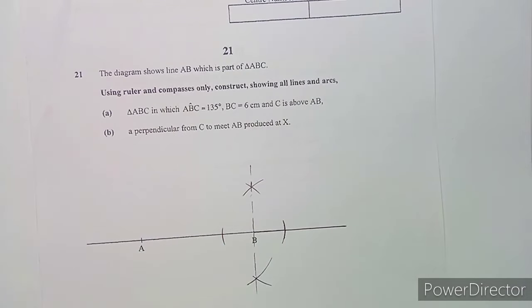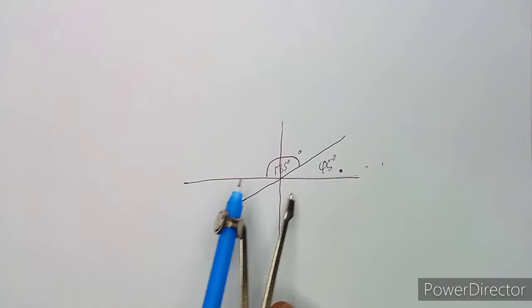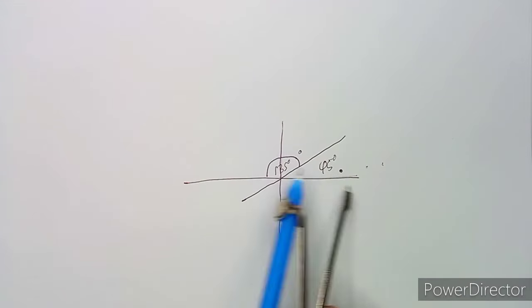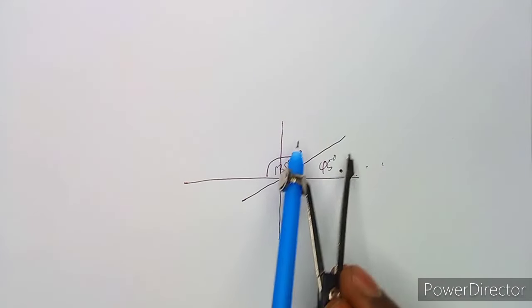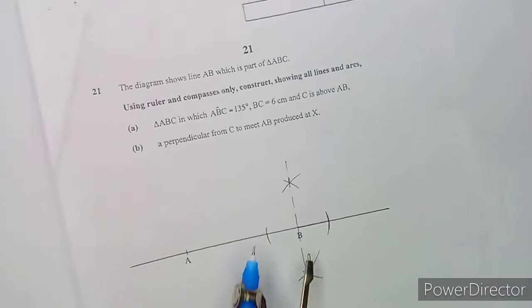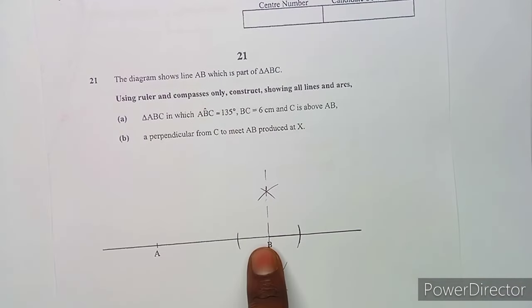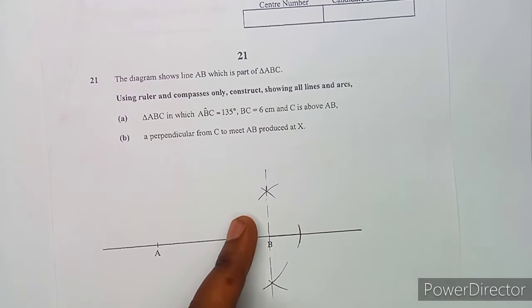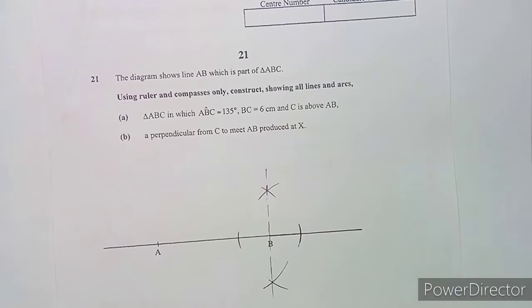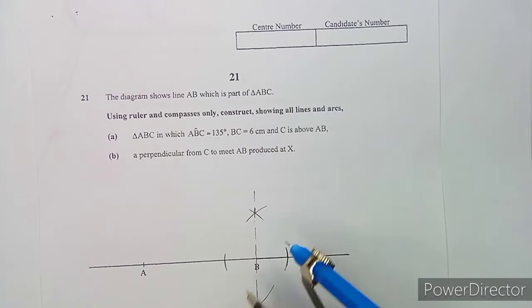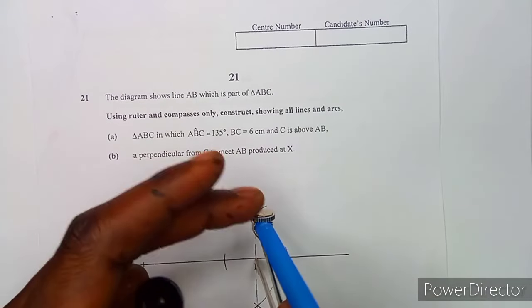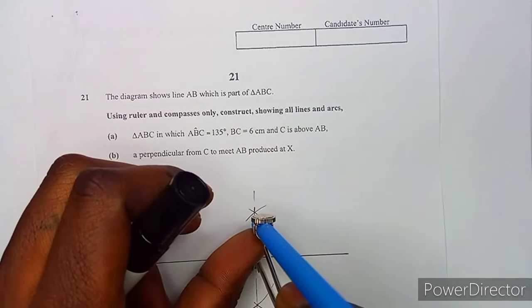Then we need to bisect, but as we saw, when you bisect this, we need this 45 to be outside of the shape. So we are supposed to bisect this way, not this way. If we do this way, it will be wrong, because we need ABC to be 135, the bigger angle to be inside there. So you bisect the other one. Okay, so let us just bisect here, mark these points.